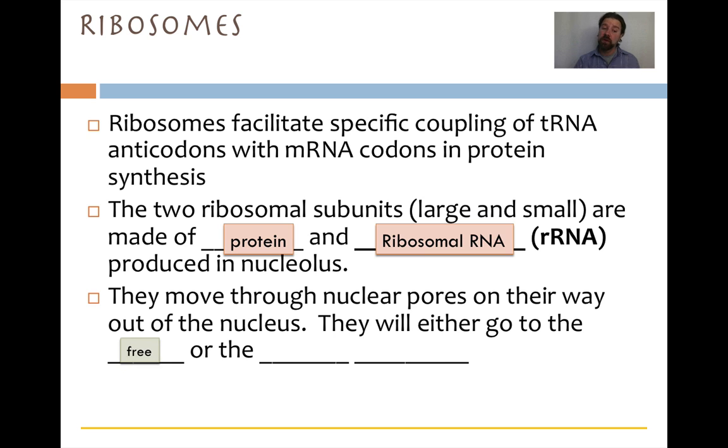Now, they're going to move out of the nuclear pores on their way out of the nucleus. They're either going to go to the free area, which is going to be the cytoplasm, or they're going to be bound. They're bound ribosomes. Of course, we saw those back when we were studying the cell, and we mentioned endoplasmic reticulum, and particularly rough ER. That's where we found those. So those are the place of protein synthesis. They're either going to happen attached to a membrane, or they're going to happen freely floating in the cytoplasm.